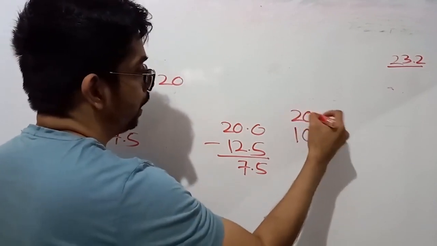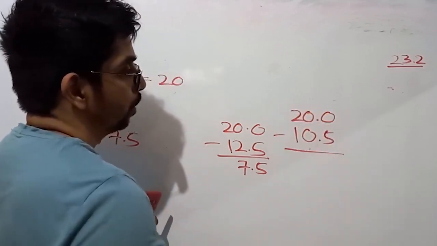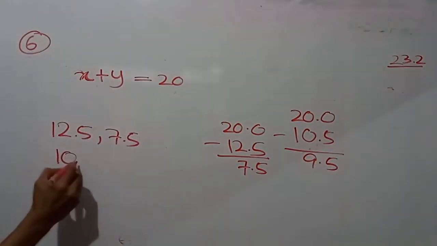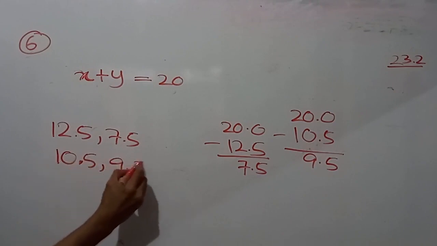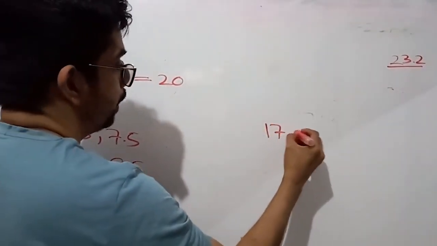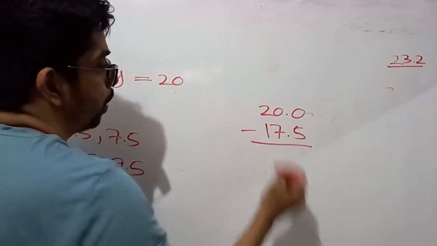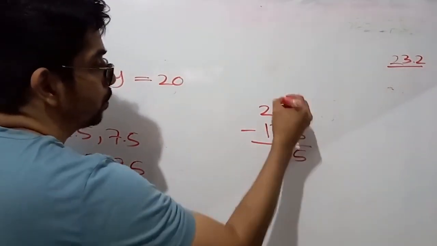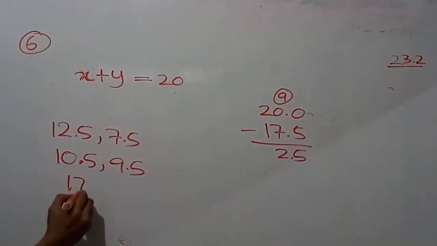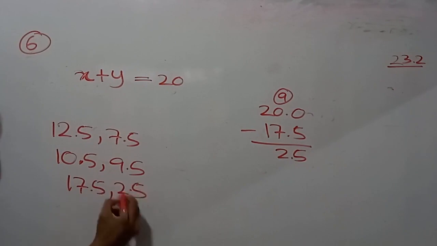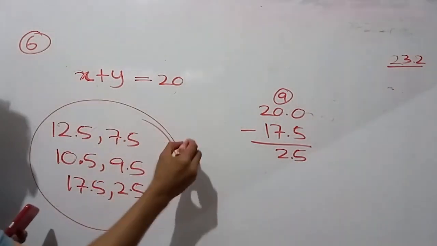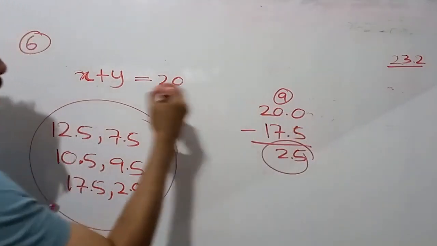Right. Then we will take 10.5. Then 20 minus 10.5 gives 9.5. Another pair is 10.5 and 9.5. So we will take another one, something like 17.5. 20 minus 17.5 gives 2.5. So another pair is 17.5 and 2.5. So these are some of the examples. The question asks us to take decimal values whose sum is 20.